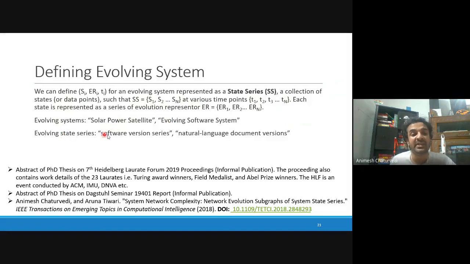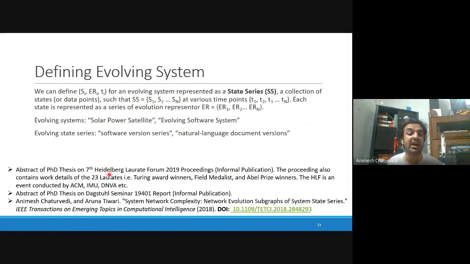Then, evolving state series: what are they according to that? In evolving software systems, you have a software version series. These version series could have versions V1, V2, V3, up to Vn. And there are some natural language documents, so they could have document 1, document 2, document 3, up to document n. I presented this work at the 7th Heidelberg Laureate Forum, and it has been informally published in the abstract booklet that was provided.